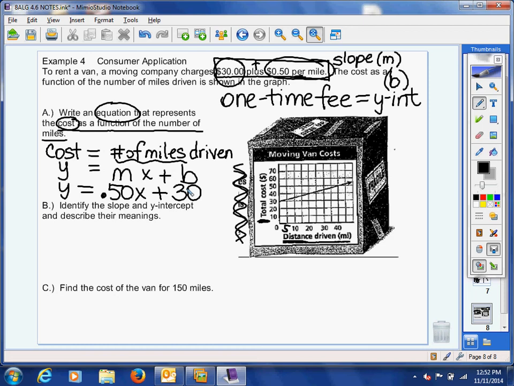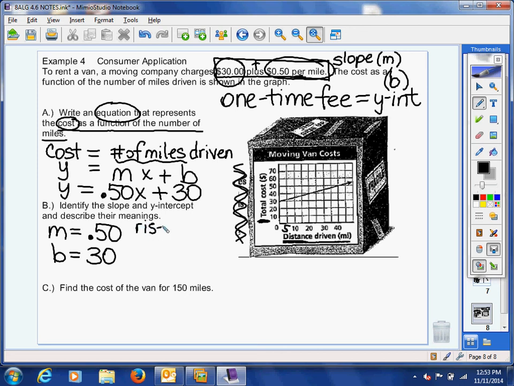All right, moving on to B, we want to identify the slope and the y-intercept and describe their meanings. Now, if you're writing an equation, you should somewhat know which one's the slope and which one's the y-intercept anyway. So we'll just say slope is 0.50 and the y-intercept is 30. So there we've identified it. The hardest part of this is we're going to have to tell what it means, and perhaps the graph would be the best way to help in this situation. So let's start with the slope.